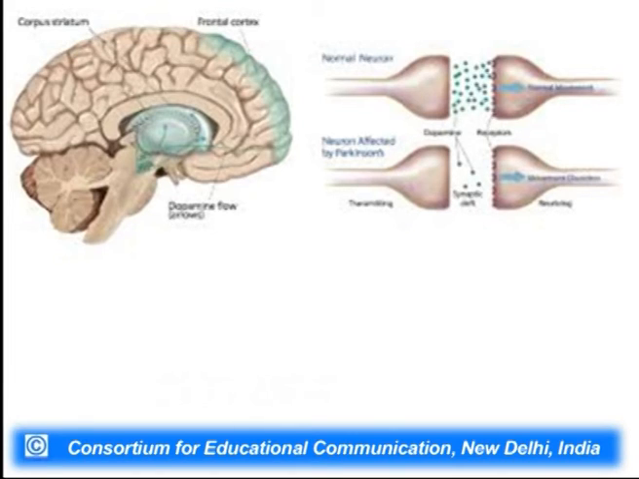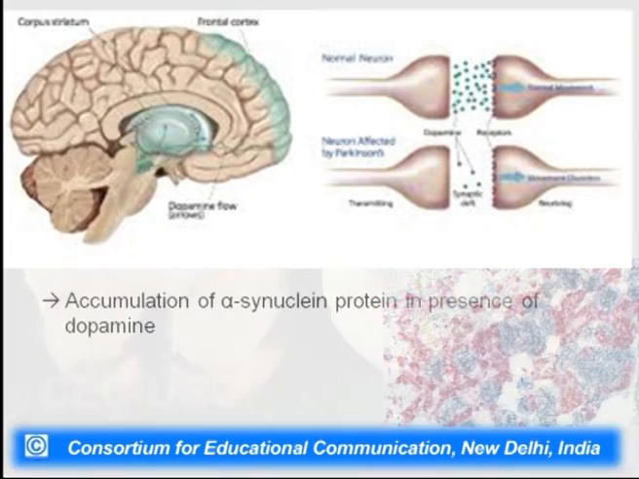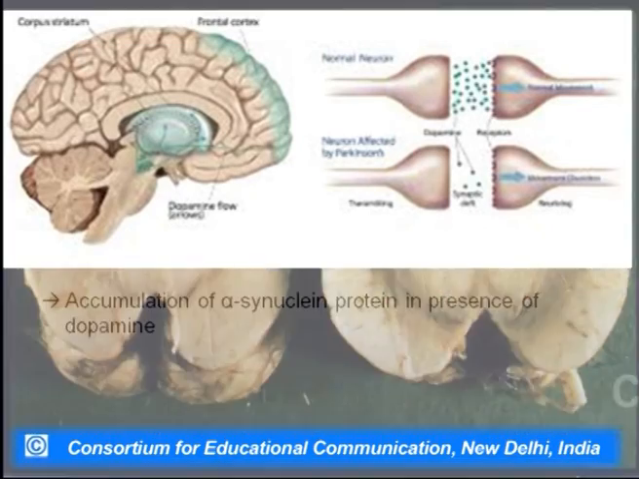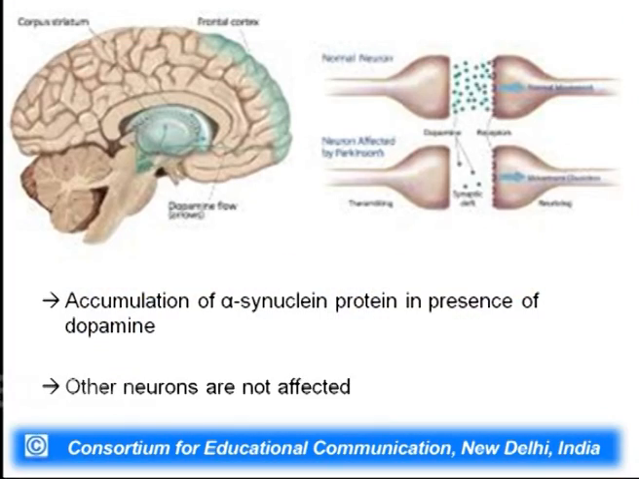When the dopaminergic neurons do not function properly, they do not secrete enough dopamine to cause muscle stimulus, and hence there is motor nerve dystrophy in this kind of neurodegenerative disease. As you can see, there is a diagram of accumulation of synuclein protein.